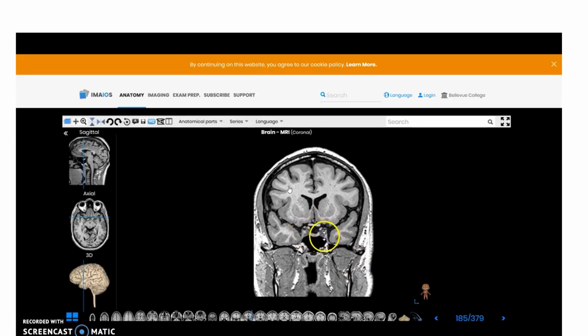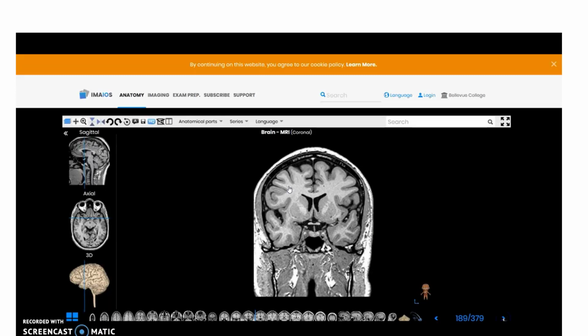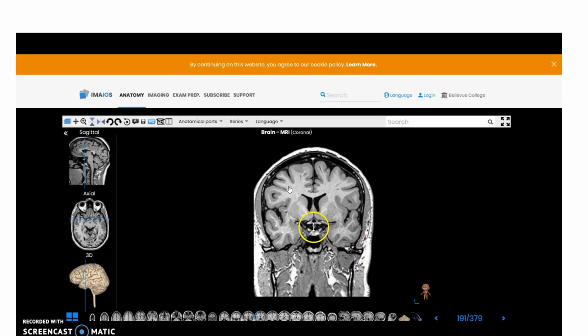We've got the cavernous sinus on either side, and that's where the 3rd, 4th, the 2 branches of the 5th, and the 6th nerve travel through. And there's the infundibulum right there.